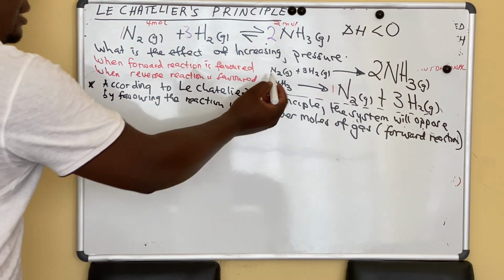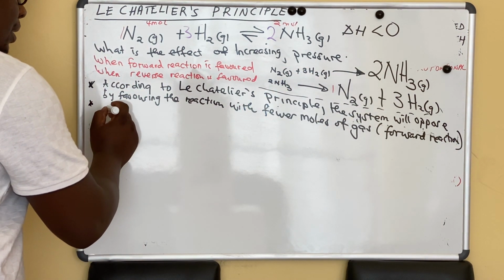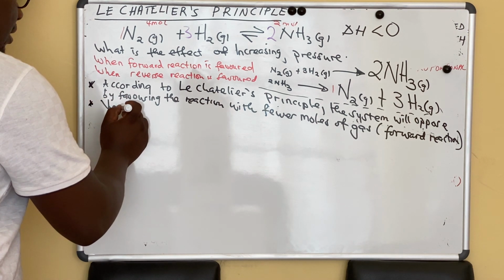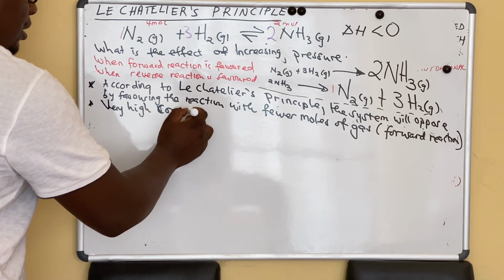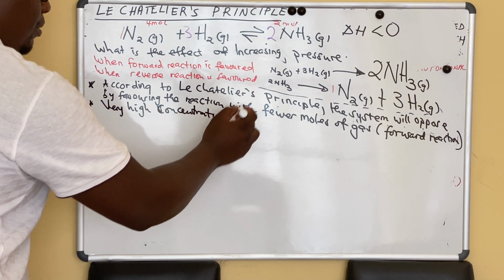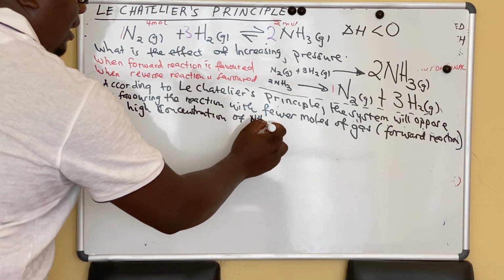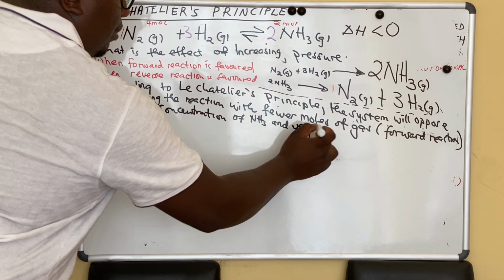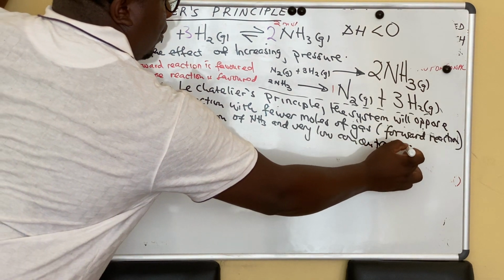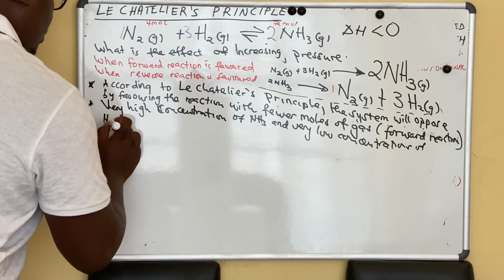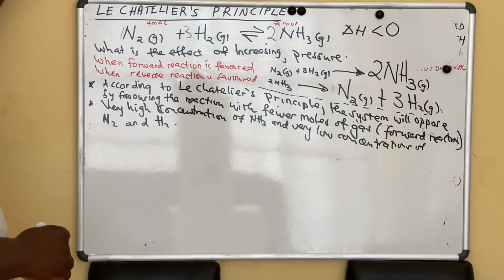So in essence, what does that mean? We now refer to this equation in my head. It means we are going to have very high volumes or very high concentration. Last time I said yield, this time let me just say concentration. It's basically the same thing. We're going to have very high concentration of NH3 and very low concentrations of N2 and H2. So that is what happens there.